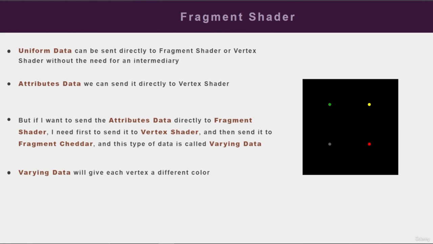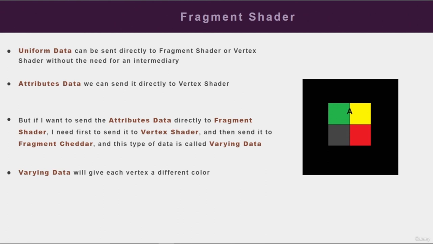So, do you think that the mesh will be colored like this? And the answer is no. Yes, each vertex will have a different color, but there will not be an instant change in color between each separator of these four separators. Let's call this separator A.